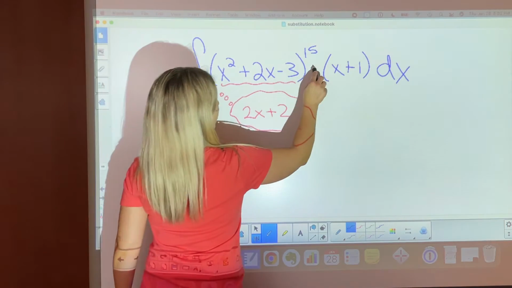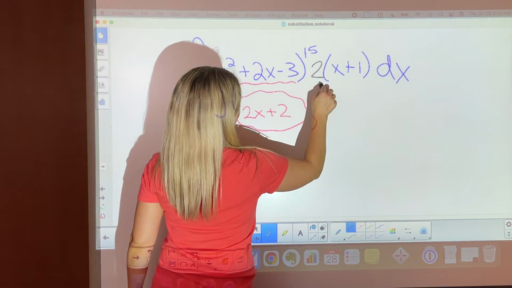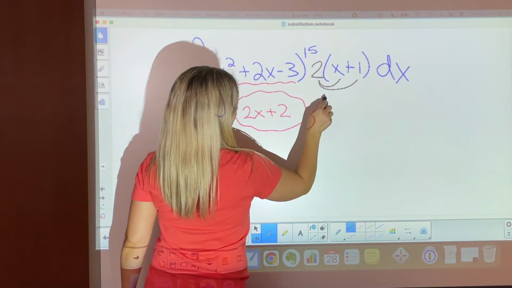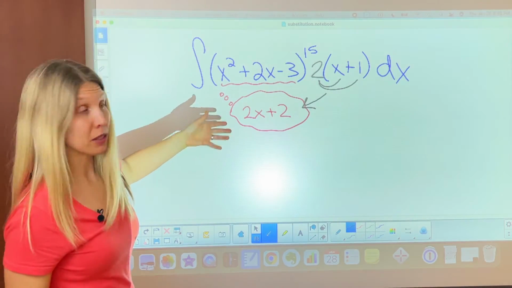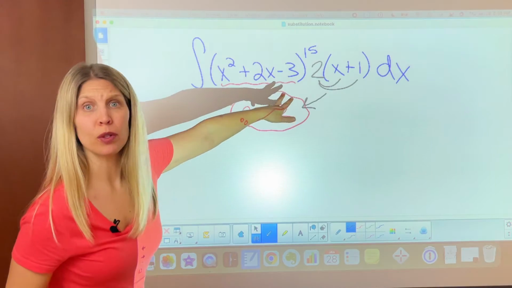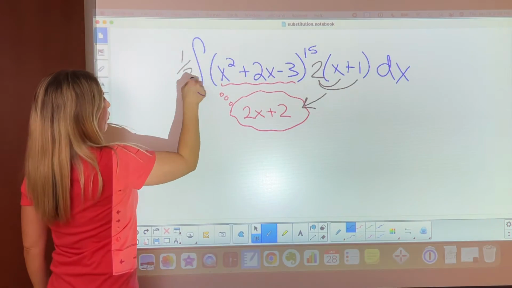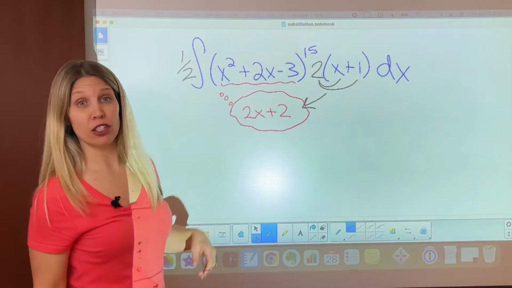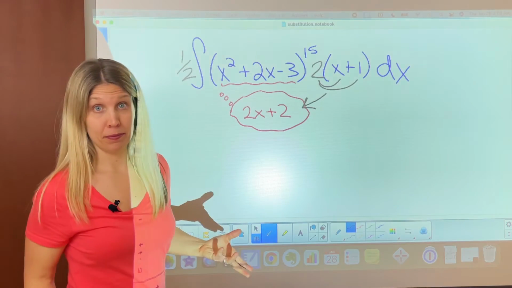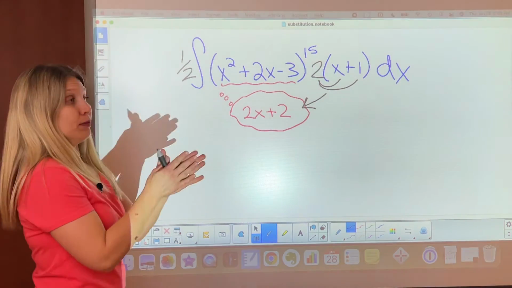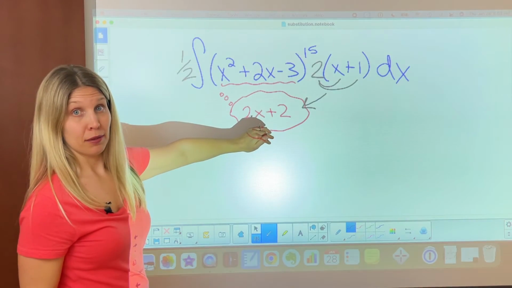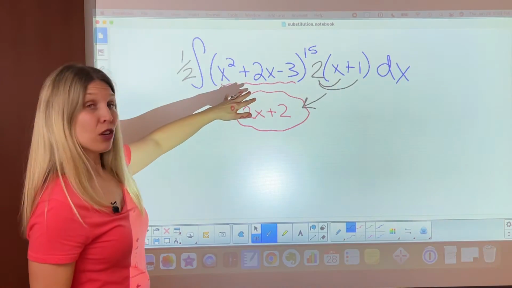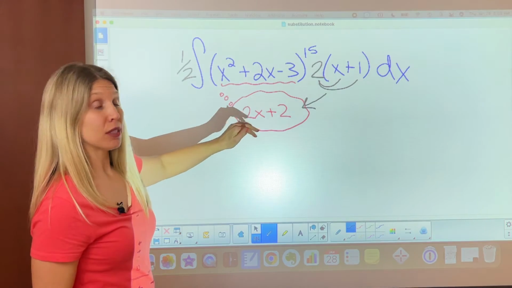So I want the 2 here because I want him to distribute to this. So basically, I have the derivative of my inside piece. But I can't just go ahead adding a 2 to every problem. I've got to put a 1/2 out front because my 1/2 and my 2 make a 1. All right, now we found the derivative of our inside piece. Yes? Now we integrate the outside piece.